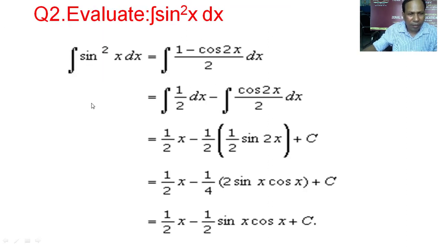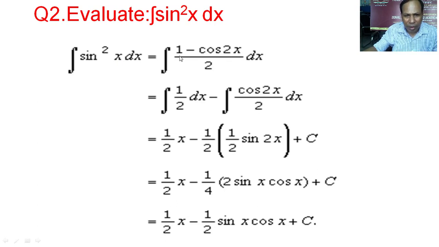Again, one more question based on trigonometric identities. We have integral of sine square x dx. Again, here we find that it is the product of two quantities, sin x and sin x. Unless we express it in terms of sum or difference, it is difficult to integrate this. So now we apply the trigonometric identity. Now integral of sine square x dx can be written as integral of, in place of sine square x, we can write 1 minus cos 2x by 2, dx remains as it is.